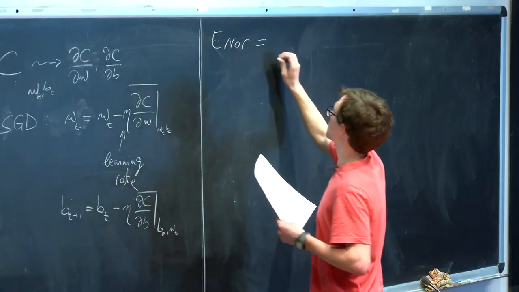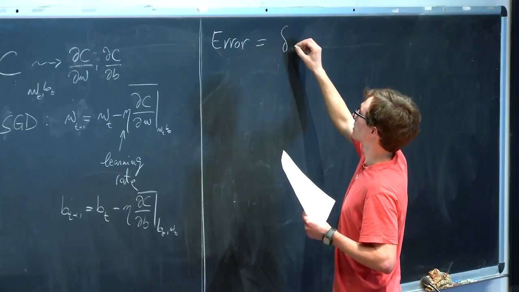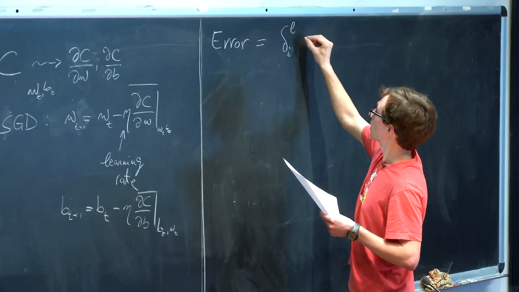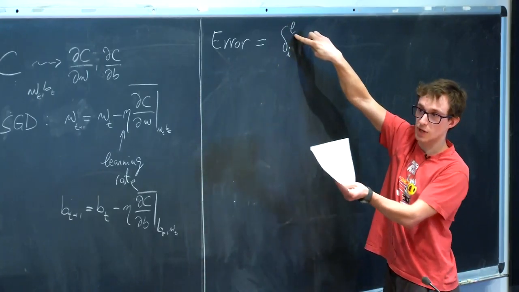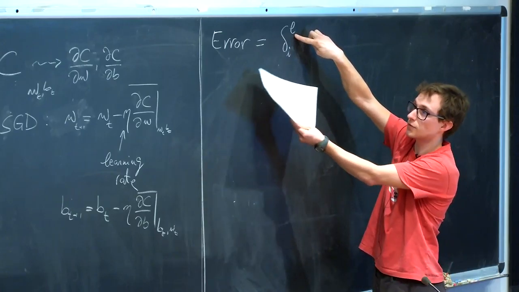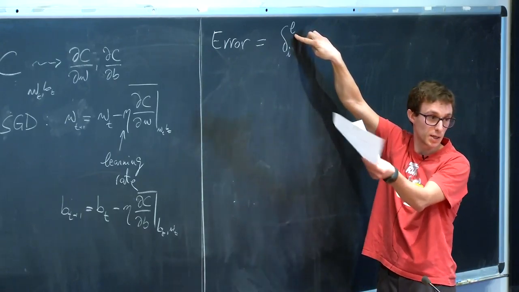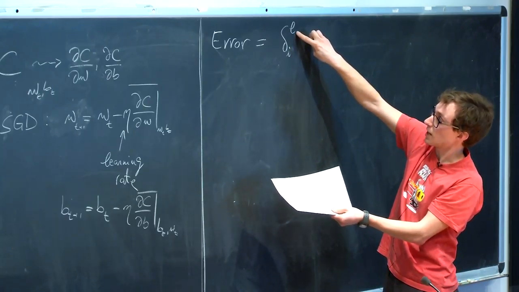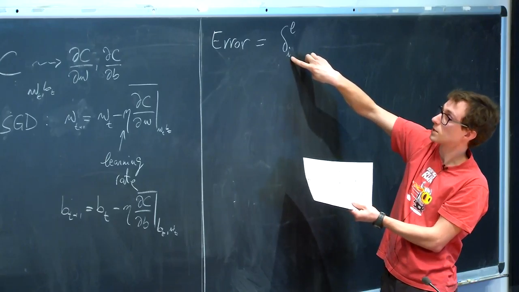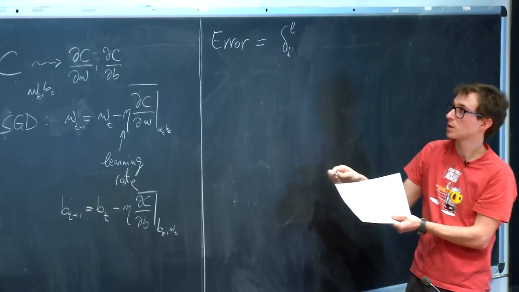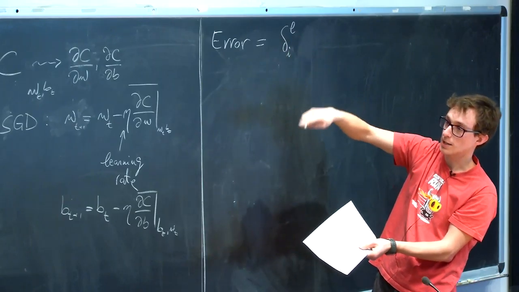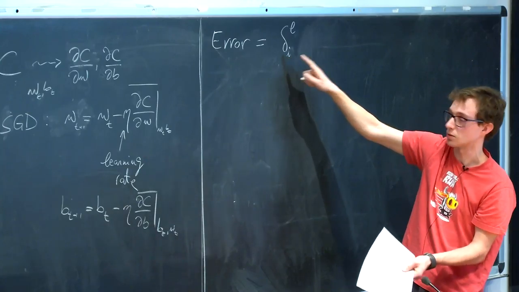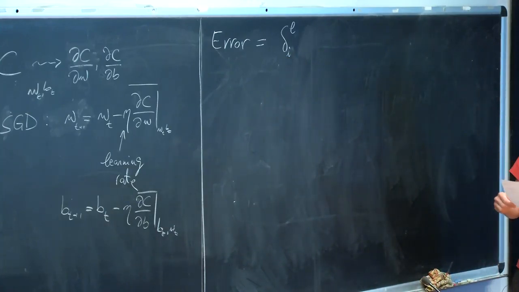which I denote as delta_i^L, where L is the index of the layer. So it's a quantity defined for every neuron, every unit in the network: for every layer and for any unit inside this layer. So if layer 2 has 10 neurons, then the index goes from 0 to 9. It should be clear.